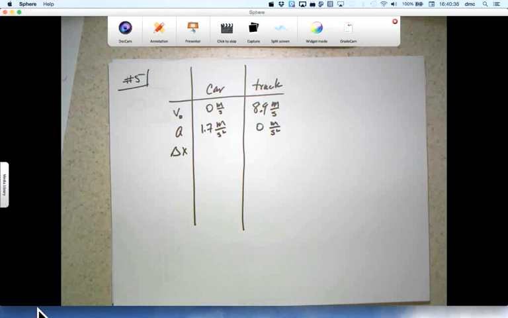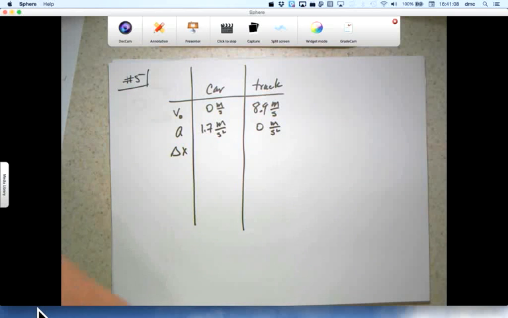Okay, number 5. So a car is stopped at a traffic light, and a truck is coming up behind it, moving at a constant speed. So when the car starts leaving the intersection and increasing its velocity by accelerating, it does it at the same instant the truck passes it. So they're both starting at the same initial position. And the truck moves at this same constant velocity, and the car accelerates.